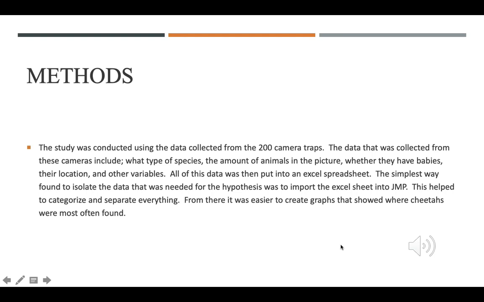The study was conducted using the data collected from the 200 camera traps. The data collected from these cameras include what type of species, the amount of animals in the picture, whether they have babies, their location, and other variables. All of this data was then put into an Excel spreadsheet. The simplest way found to isolate the data needed for the hypothesis was to import the Excel sheet into JMP. This helped to categorize and separate everything. From there, it was easier to create graphs that showed where cheetahs were most often found.